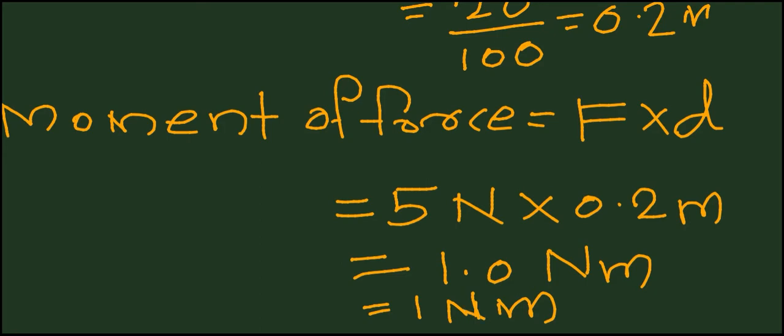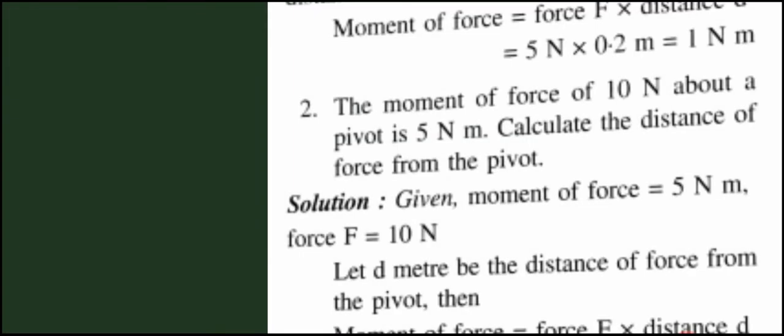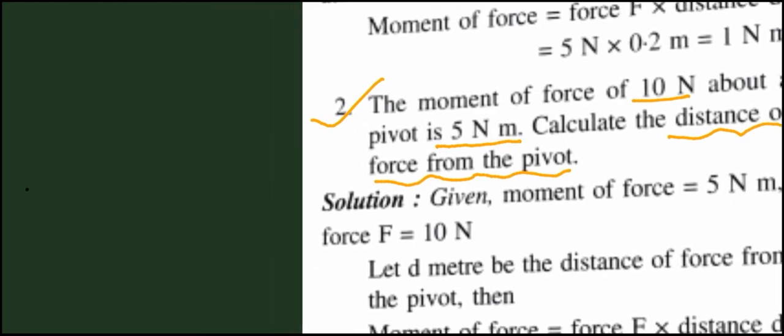Okay, students. Now our second question, please read out the question. The moment of force of 10 Newton about a pivot is 5 Newton meter. Calculate the distance of force from the pivot. Okay, students, read the question once again.